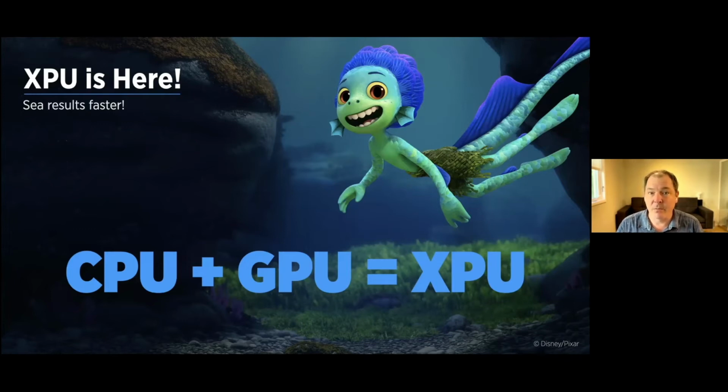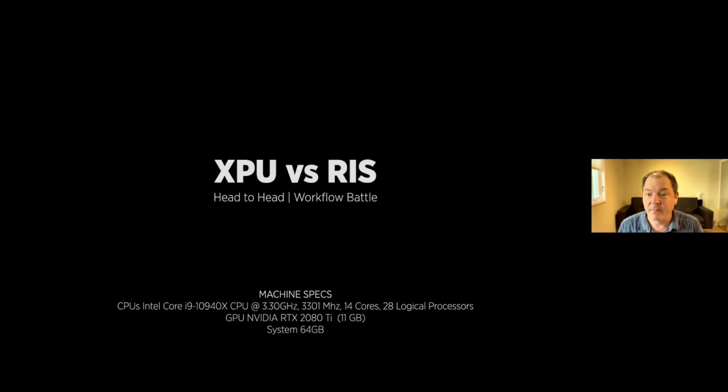So now you can use all the hardware on your machine, from CPU to GPU. And if you notice on the left there, it says you can see results faster. I spelled C like ocean because I'm funny like that. Here's an example battle between XPU and RIS. XPU is our new GPU accelerated renderer.